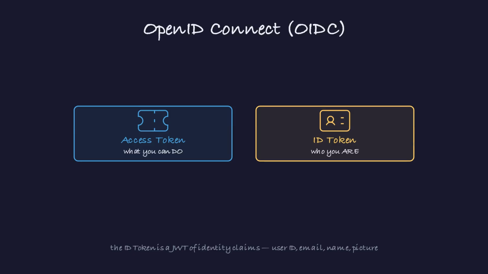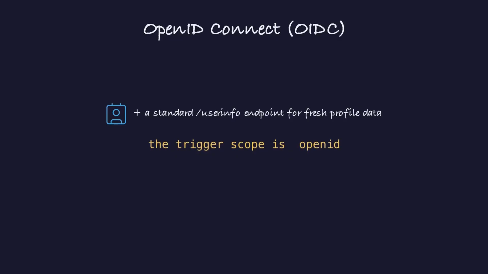The access token answers what you can do. The ID token answers who you are. OIDC also adds a standard userinfo endpoint for fresh profile data, and the scope that triggers it is openid. Request openid, email, profile, and you're asking for an ID token. So when you sign in with Google, you're almost certainly using OIDC.